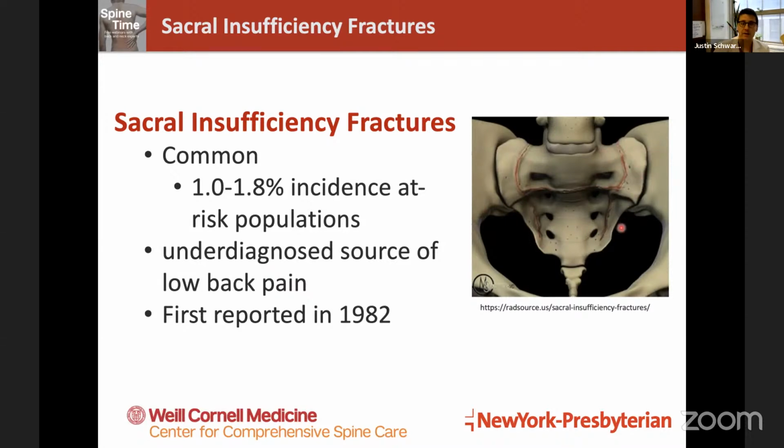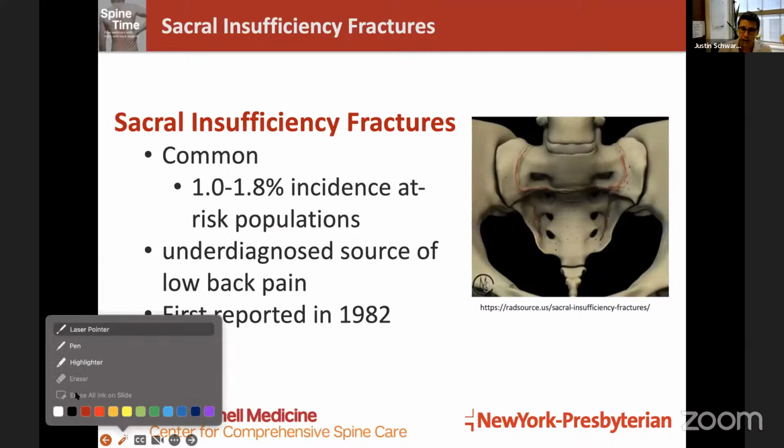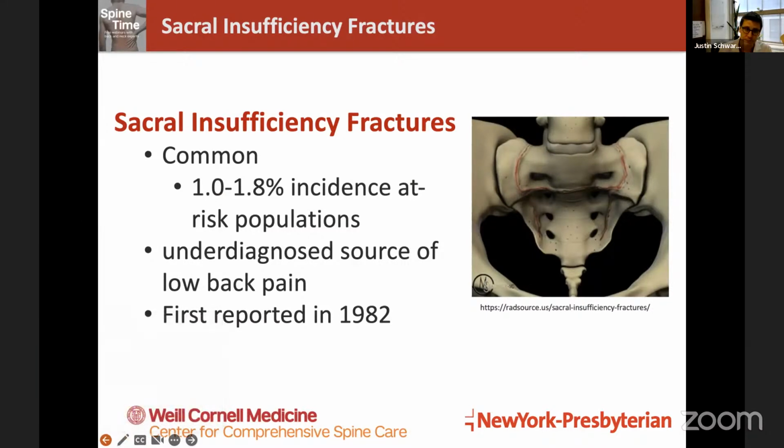This was first described actually relatively late, so in the 1980s, and it's increasingly found to be a more common cause of very low back pain. Because again, when you stand up and you have any axial loading or force on those fractures, like any fracture in any bone, it causes severe pain, and that pain gets worse with walking or moving around. So it's a very underdiagnosed source of back pain.